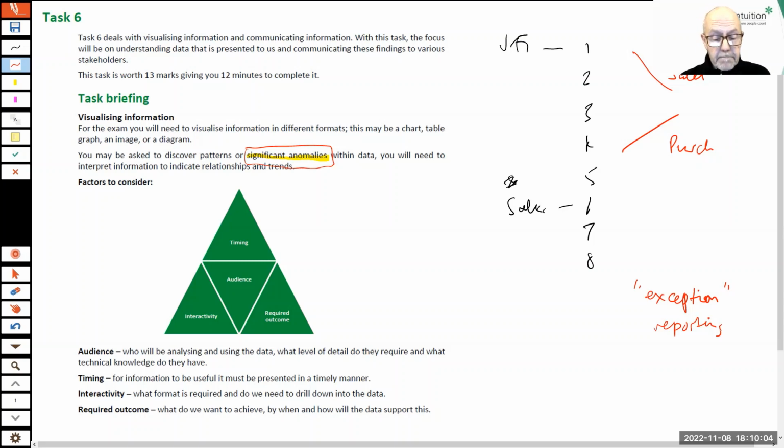Factors to consider. Audience. Who will be analysing and using the data? I'm sure we've all worked for MDs who liked short sentences, simple words. I know I have. Present company excepted. You know, we've all worked for people who want information presenting in nice, simple terms so they can make sense of it, make the decision, get back to the golf course.